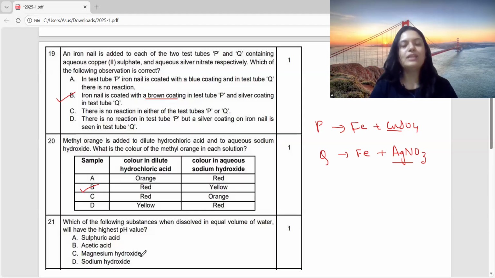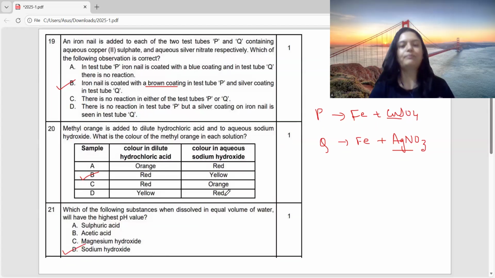Magnesium hydroxide is very sparingly soluble in water. Sodium hydroxide, however, is a very strong base. So definitely its pH will be highest among all of them. So the option will be option number D.